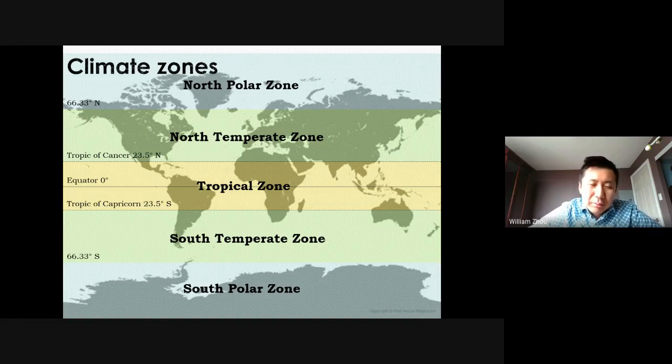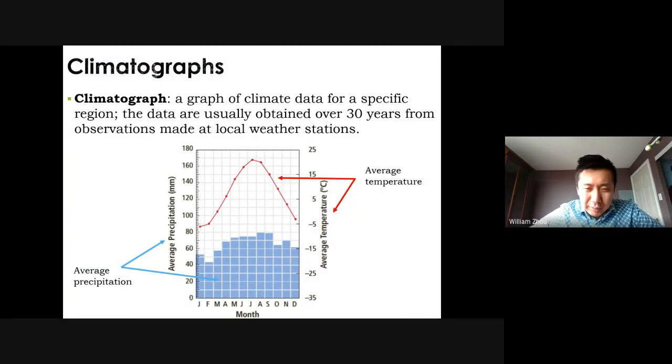The closer you are to the poles, the colder the climate, and the closer you are to the equator, the warmer the climate. And we talked about this already. Now we can further subdivide the climate zones into biomes, which are even smaller units. Different biomes have different climates, and we can represent the climate using a graph like this one. This is called a climatograph.